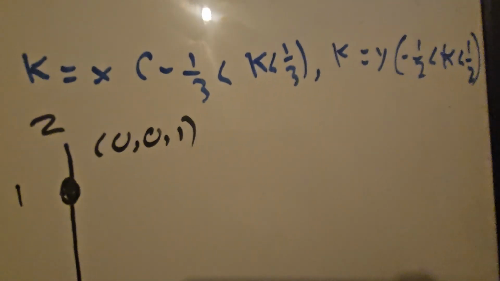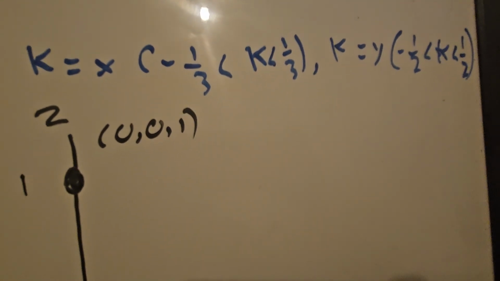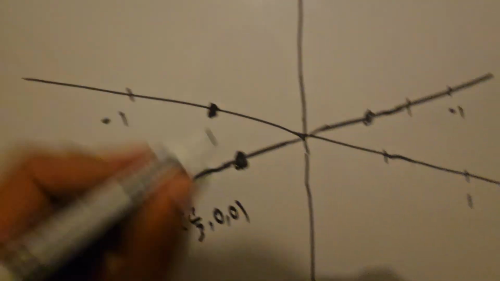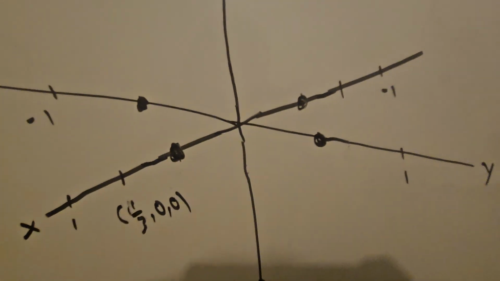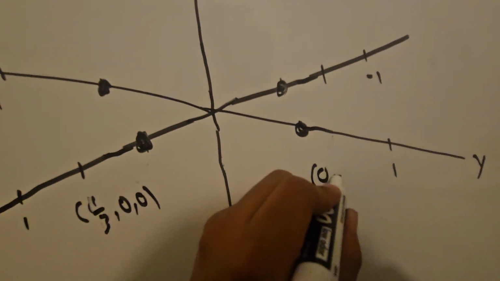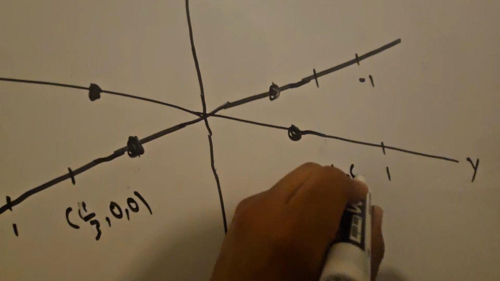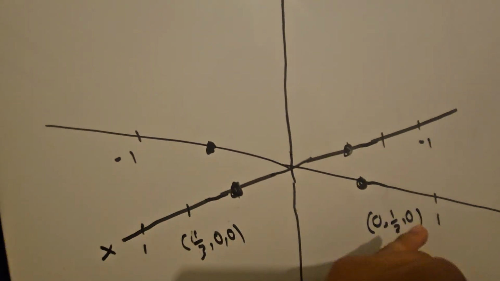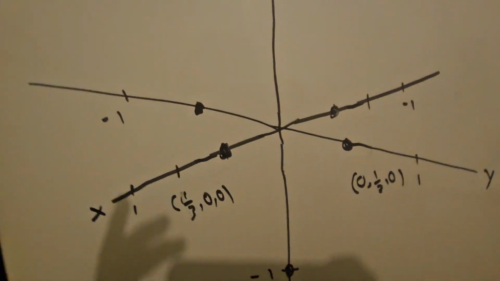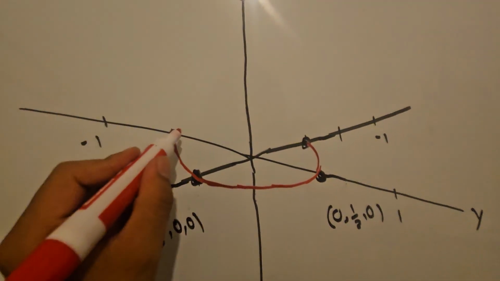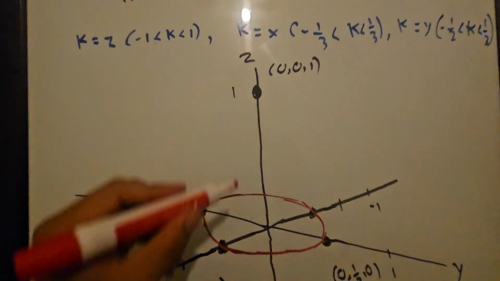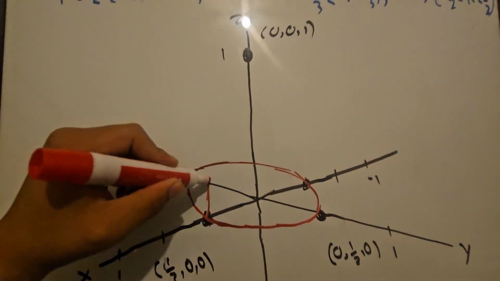If k is equal to y, k is going to be between -1/2 and 1/2. So this is -1/2 and 1/2. So this is going to be 0, positive 1/2, 0, and 0, -1/2, 0. Okay, now let's go ahead and trace over the points. It's going to be really messy, but you guys get the gist.